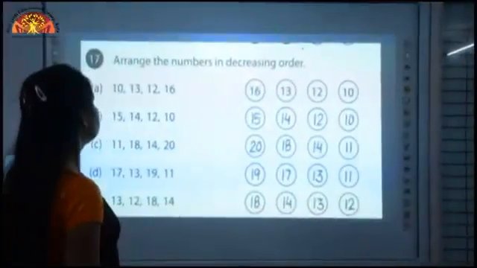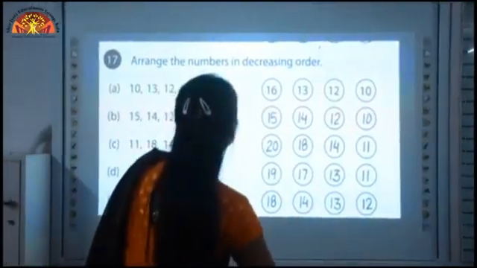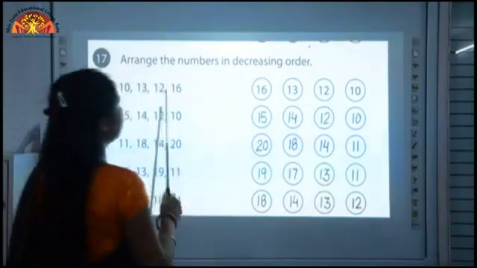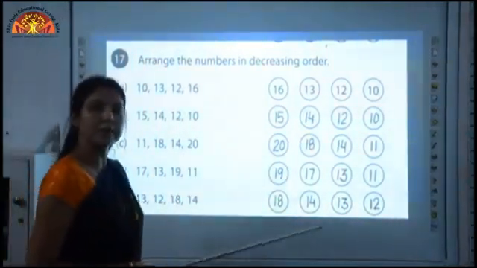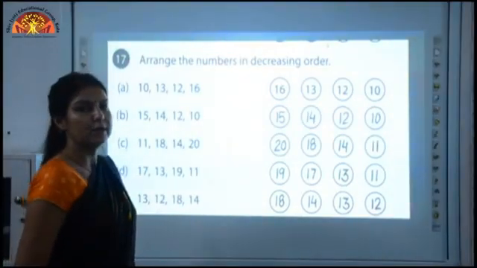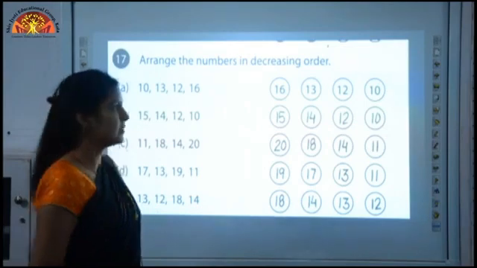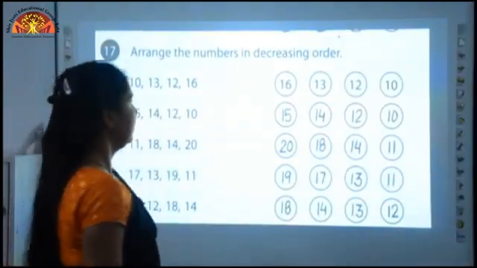Now see question number 17. Arrange the numbers in decreasing order. आपको numbers को arrange करना है decreasing order. What is the meaning of decreasing? Decreasing means bigger to smaller. आपको bigger से smaller में arrange करना है. So you have to find out the bigger number first of all.